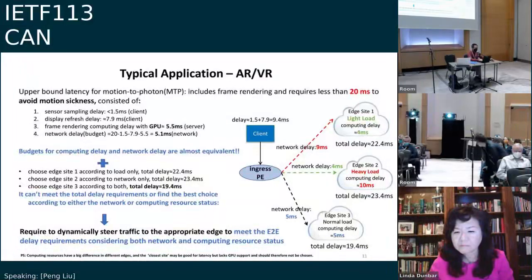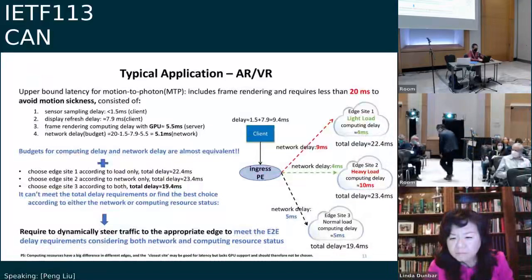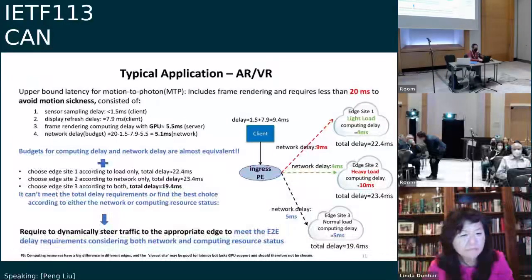And the frame rendering computing delay with GPU could be optimized to 5.5 milliseconds. So the network delay budget could be calculated as 5.1 milliseconds. So we can get the first point is that budgets for computing delay and network delay are almost equivalent.